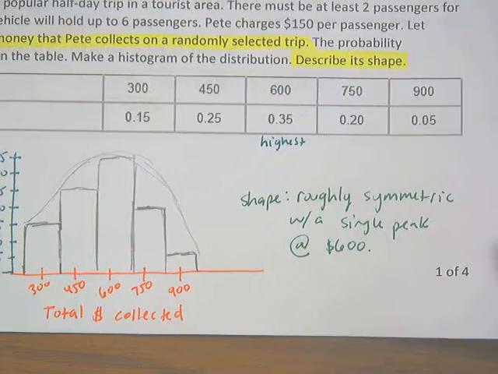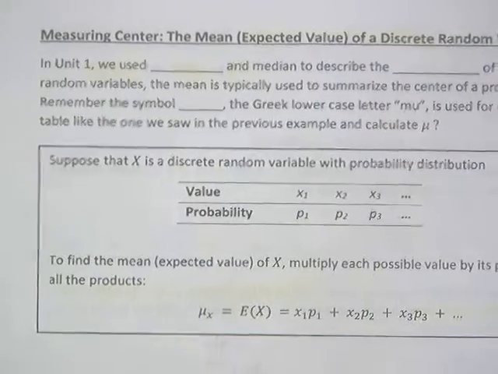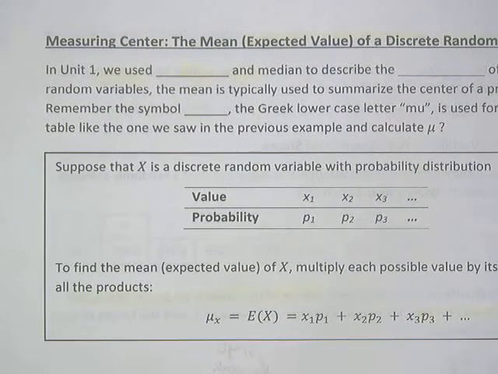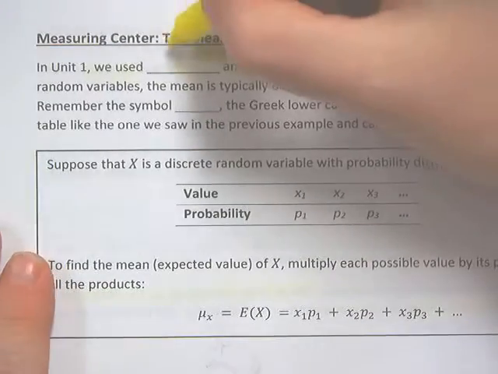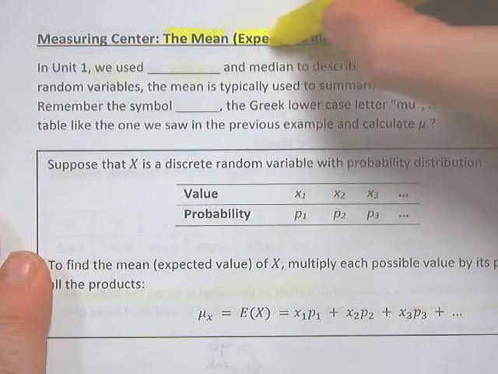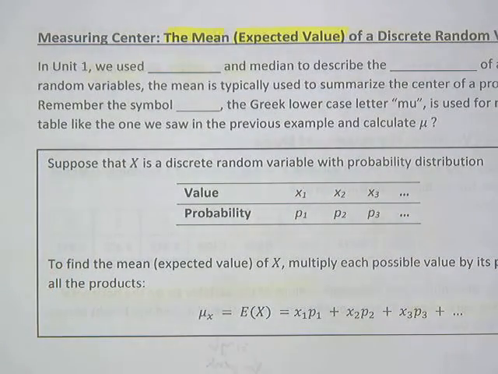Okie dokie. Next page. So we just covered shape. You'll use words like symmetric or skewed and tell me where it peaks. Now when you measure center of a discrete random variable, you are going to be talking about the mean, otherwise known as the expected value. If you're asked on the test next week, what's the expected value of X? It just wants you to find the mean.